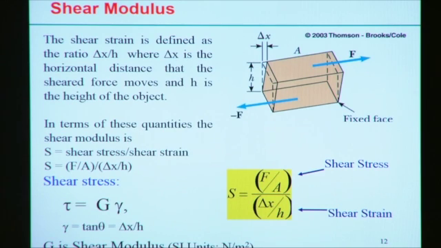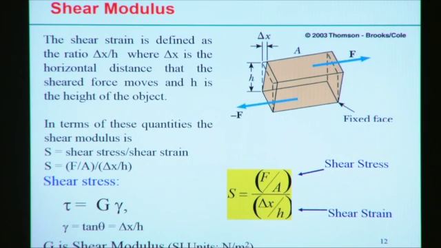Now if we look at the right-hand side figure, there is an application of a force on the top of the element, and the bottom face is kept fixed. With the application of the load F on the top surface, its deformation along the direction of the load is delta x, and that deformation happens over the reference height h.